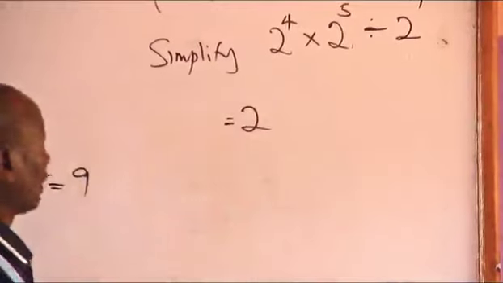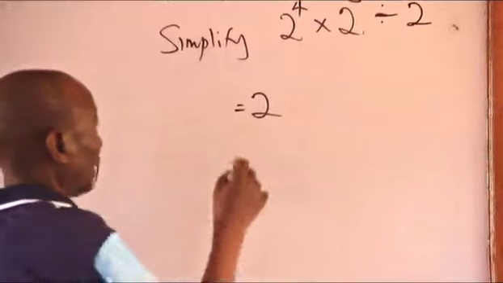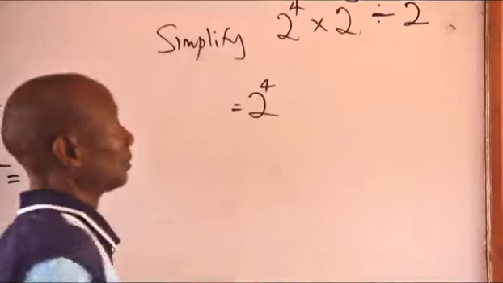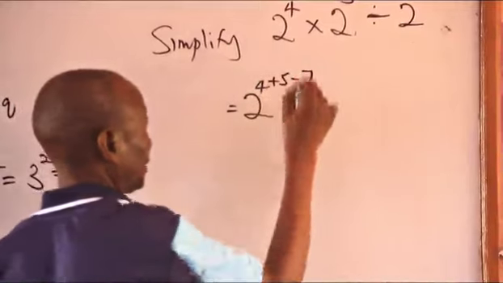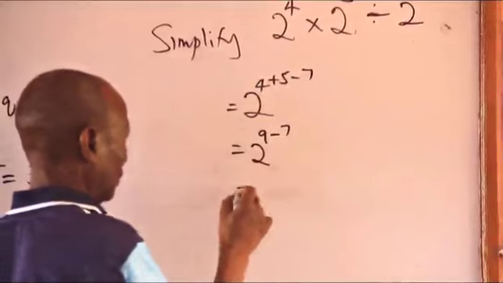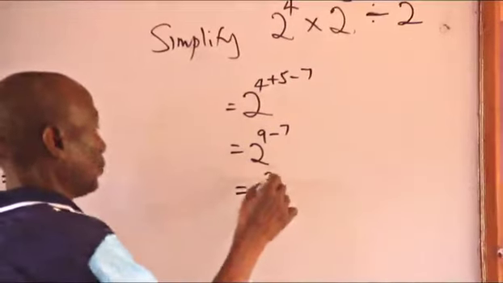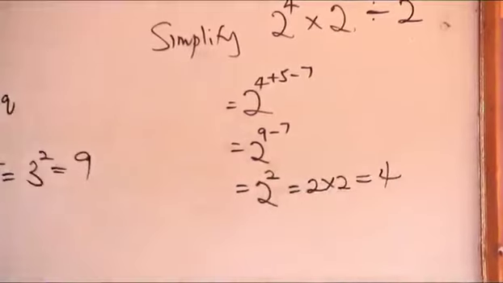Like I've said, all the base numbers must be the same. I'll just say 2 raised to power 4. I will add 5 and subtract 7. I'm going to have 2 raised to power 9 minus 7. I'm going to give you 2 raised to power of 2. Everything now becomes 2 times 2, which is 4.